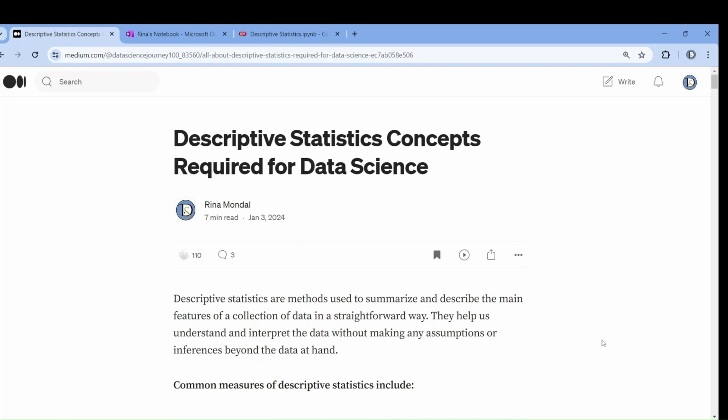Today we are going to learn about descriptive statistics. This simply means that you are interpreting the data without making any assumptions. How? Let me give you a simple example. Let's say in your class there are total 150 students and your teacher wants to know the average height of the class. So he can do this in two ways.